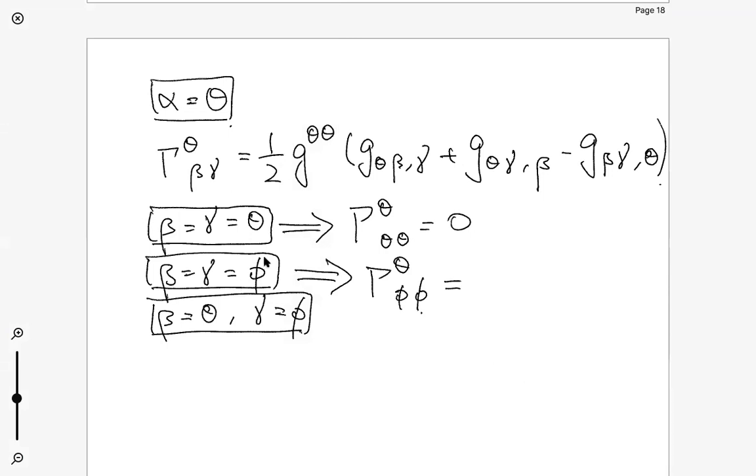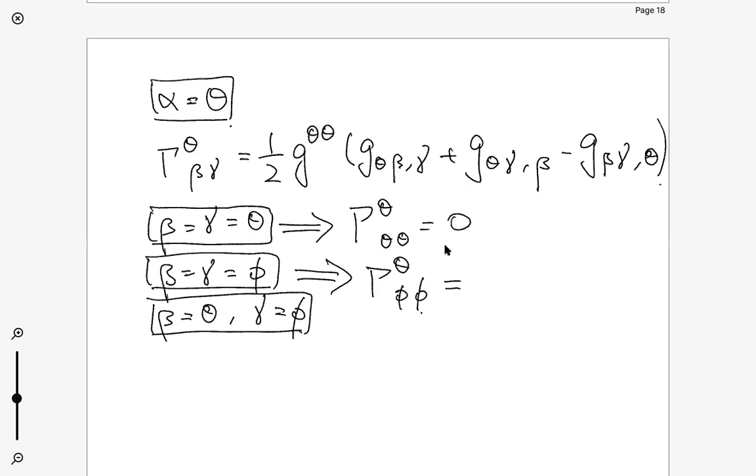If you are familiar with this kind of indices and are careful enough, then you should get the gist of how to compute things. For example, for this one, now we are looking at the theta phi phi components.